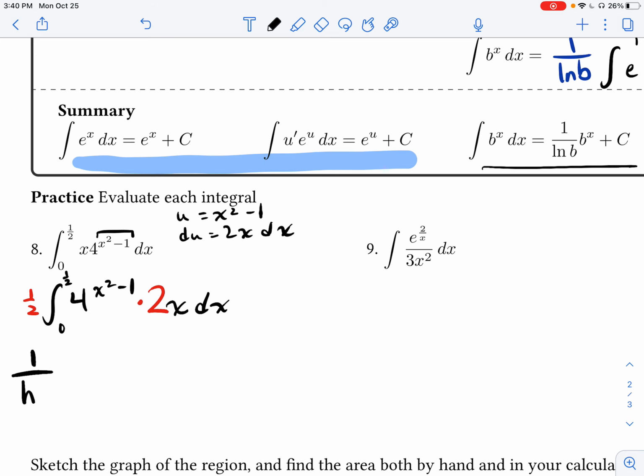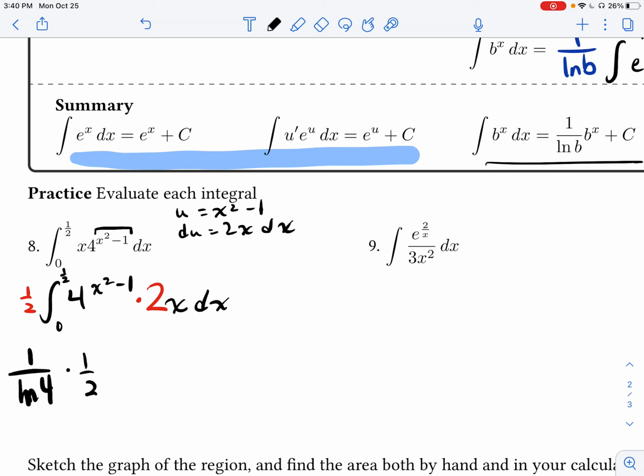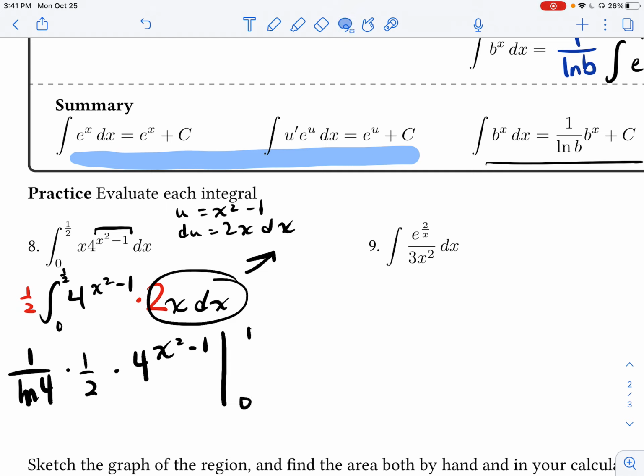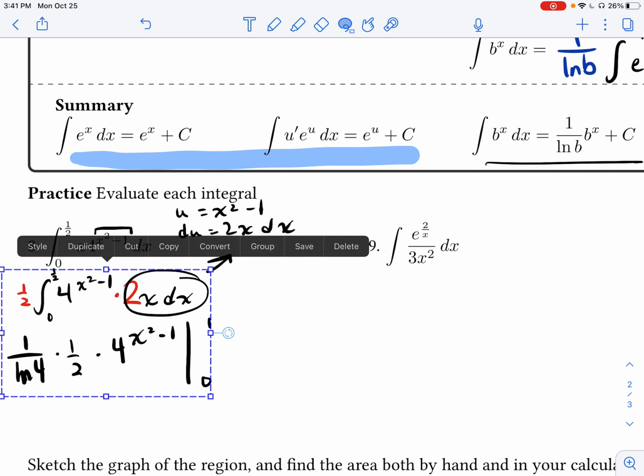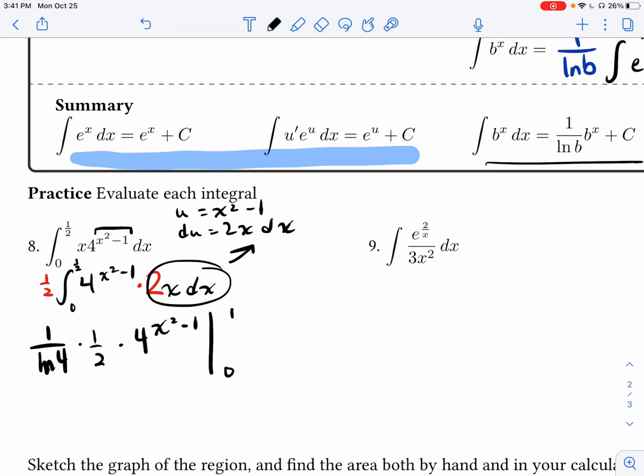1 over the natural log of our base 4, okay, times the 1/2 that we wrote so that we can integrate. Now I can unhook this chain, if you will, and then this would be our original function b to the x, so 4 to the x squared minus 1, all of this evaluated from 0 to 1. Okay, and let me just make this a little smaller so we can evaluate this. And this should come out to 4 to the negative 3/4 power over 2 natural log of 4 minus 4 to the negative 1 over 2 natural log of 4. Okay, there's our answer there.